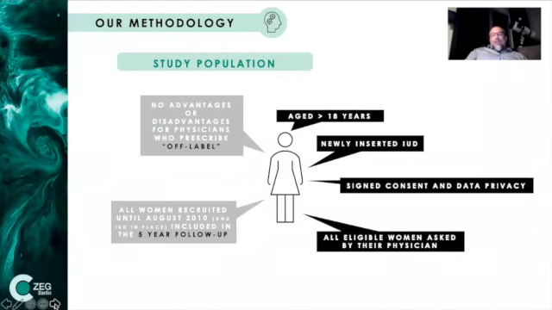So basically, all women who received a new IUD, so a newly inserted IUD, were eligible for the study. They had to be above 18 years and had to sign a consent form and data privacy form. And there was no advantage or disadvantage for the physician who prescribed the IUD off-label. So we are also interested in those women who received the IUD for other reasons than contraception.